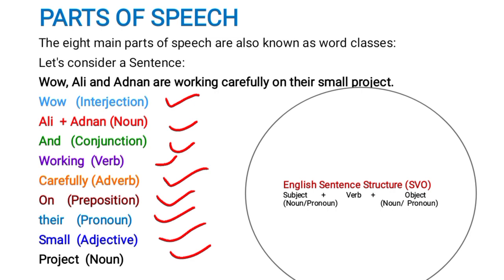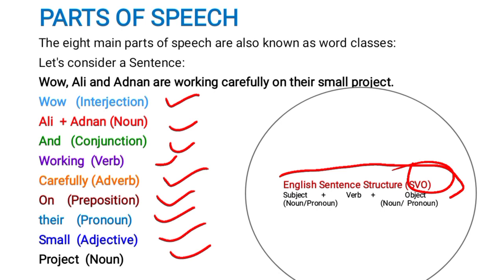But the question is, what is the right rule or formula or sequence of using the parts of speech? Or is it random? Remember that the different parts of speech need to be organized or sequenced properly. You might be familiar with English sentence structure. In English we have rules for making sentences, and the basic sentence structure is SVO. S stands for subject, V stands for verb, and O stands for object.